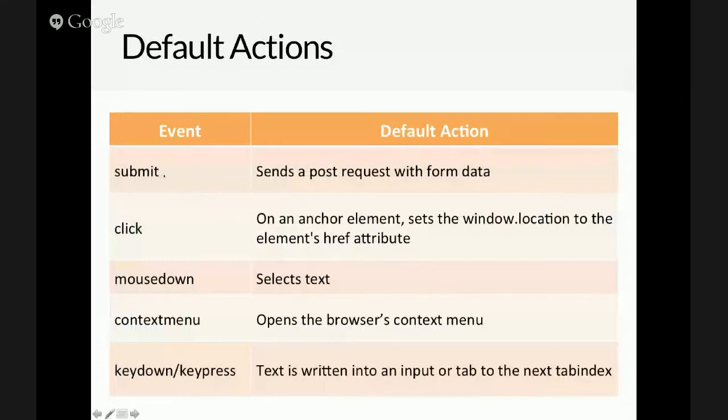So submit: the default behavior for a submit event on a form is to actually submit the form, right? That kind of acts like a link. It'll take you to the next page, but it will do a post request and send any form data along with the URL it's trying to post to. Click, as we talked about, follows a link. A mousedown actually selects text. So we can see that here.